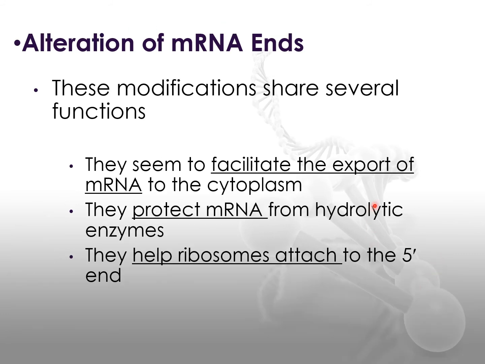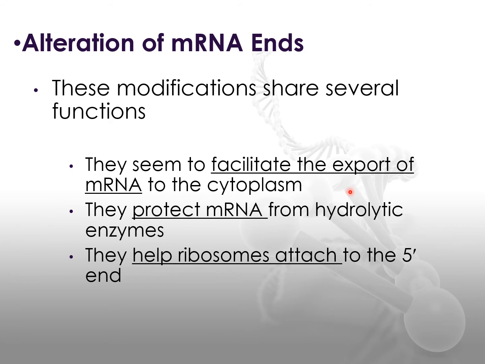Now, both of these modifications to the 5' and the 3' end seem to facilitate or help the messenger RNA be exported from the nucleus to the cytoplasm, where it's going to be used as a template to create proteins. Now, they also protect the messenger RNA from enzymes that could hydrolyze those ends.